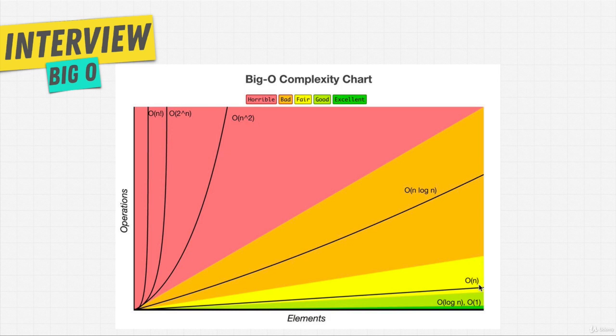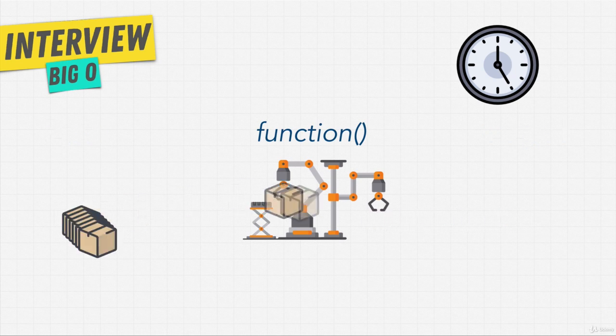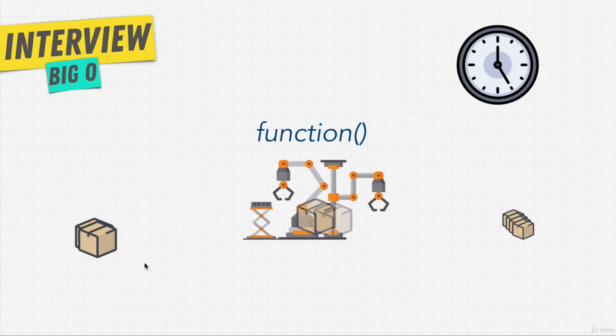Another way to think about it is this. If we had a compression algorithm, let's say this function is this little compression, and the input is this little box. What's the big O notation of this function? Well, if we had one element, it will just compress one item.